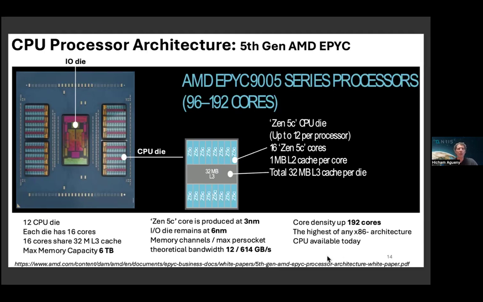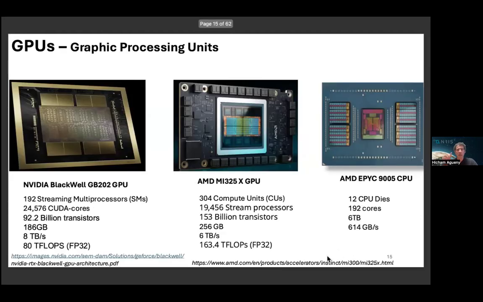This is an overview of the CPU processor architecture. Let's look now at the GPU part. I'm listing here the well-known GPU vendors, NVIDIA and AMD. This is the latest NVIDIA GPU, Blackwell, and the latest AMD GPU, MI325X. Here are some specifications about each GPU, and for reference, I take the latest AMD CPU as a comparison between the GPU and the CPU.